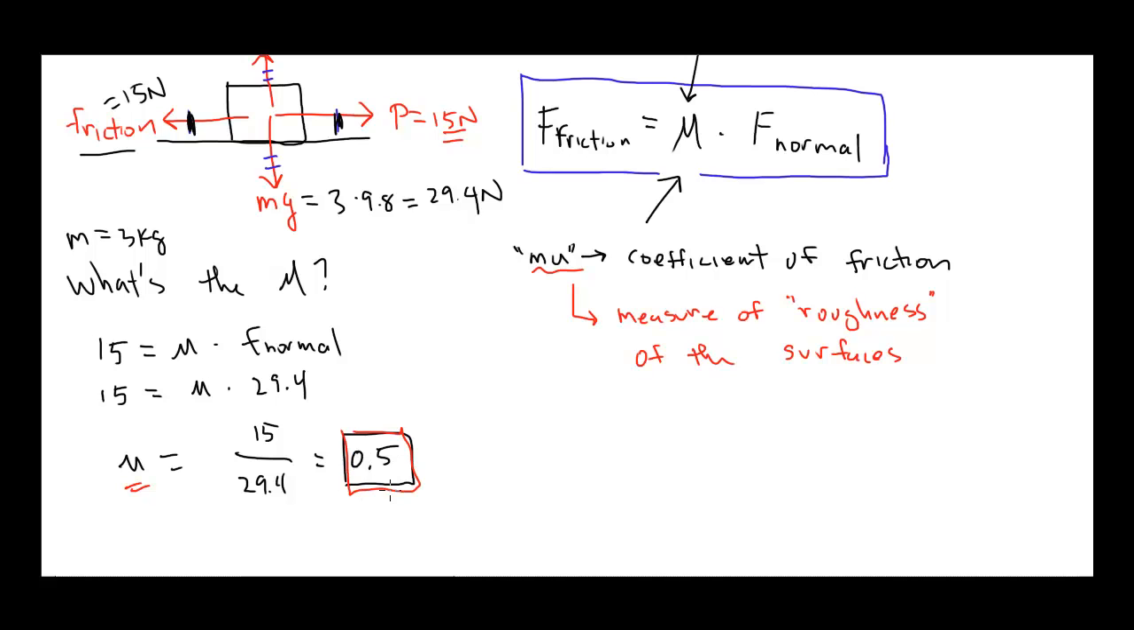A word on this, there are no units for mu. Mu is dimensionless. All it is is a constant. And you can see why. This is measured in newtons and this is measured in newtons, so the newtons cancel and you have no dimension. So this is one case, if I ask you to solve for mu, you do not need to put units on it because there are no units.